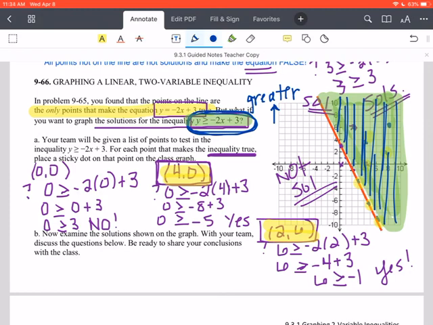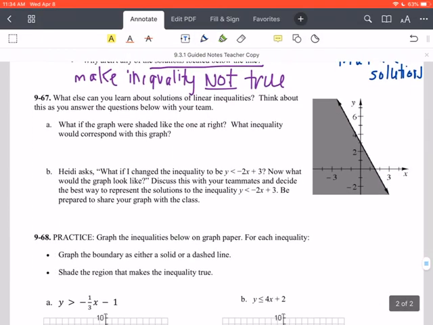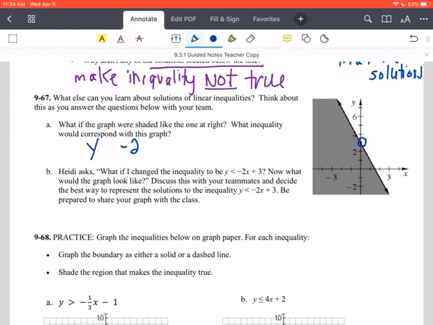Okay, so let's continue and do another problem from scratch, because I know I just showed you a lot of work. What else can we learn about solutions of linear inequalities? Think about this as you answer the questions below. What if the graph were shaded like the one at the right? What inequality would correspond to this graph? Well, we can see it has the same y-intercept and the same slope, I believe. Down 2 over 1, down 2 over 1, as the last line. So we're still looking at y, I'm going to leave a little space, negative 2x plus 3.